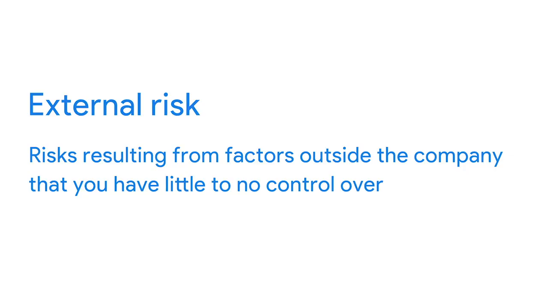While time, budget, and scope risks are very common, there are other types of external risks that you should be aware of. By external risks, we're referring to risks that result from factors outside of the company that you have little to no control over. For example, your project could be impacted by an environmental risk, like a major storm, or a legal risk, like a change in regulatory requirements.